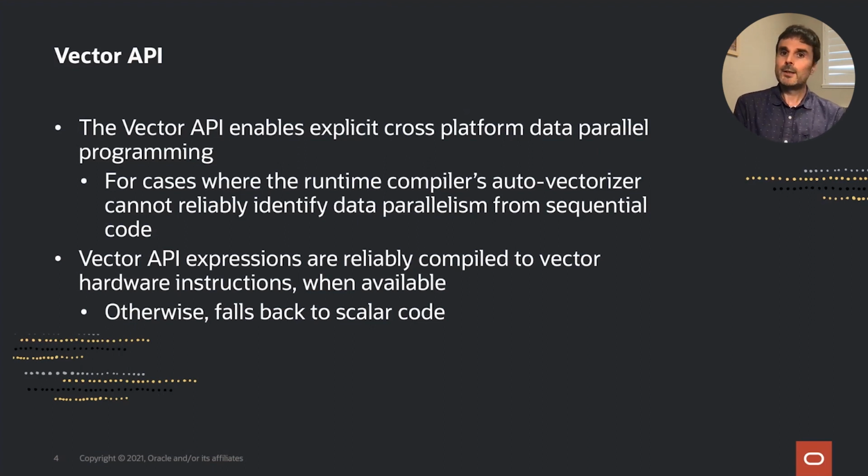So when you're writing using the Vector API, the expressions you code up using the API are generally reliably compiled to vector hardware instructions when available. Otherwise, it falls back to scalar code. So it will still function, but it may not perform as well if the hardware is not available to leverage.